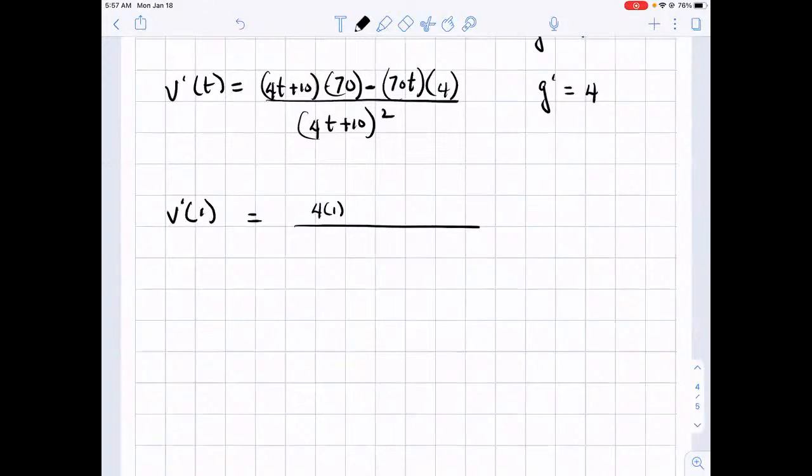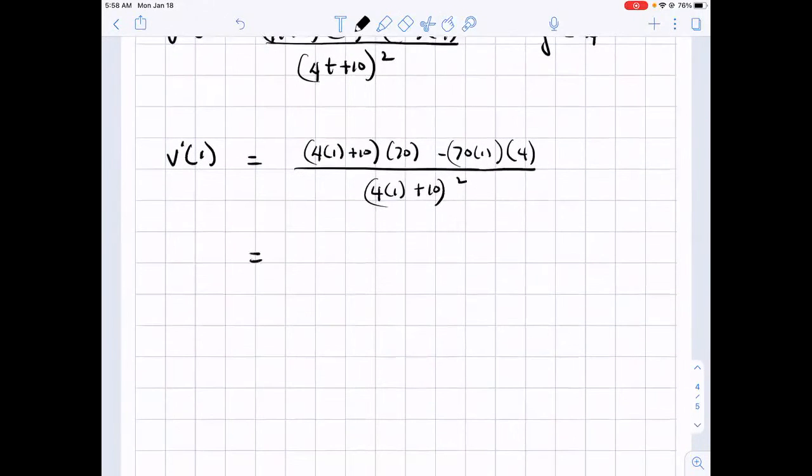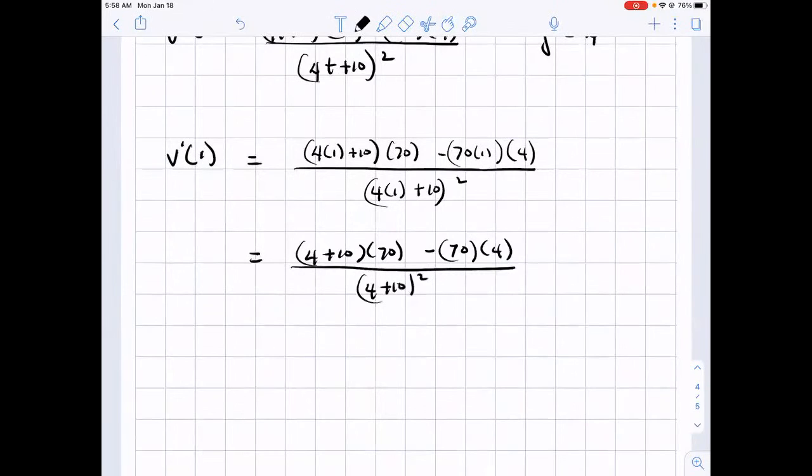So this will be 4 times 1 plus 10 times 70 minus 70 times 1 times 4, all of that over 4 times 1 plus 10 squared. So this becomes 4 plus 10 times 70 minus 70 times 1 is 70 times 4, over 4 plus 10 quantity squared.